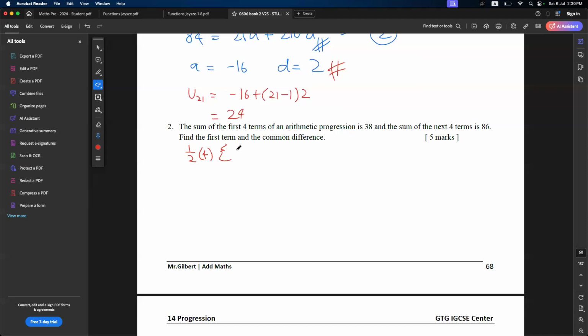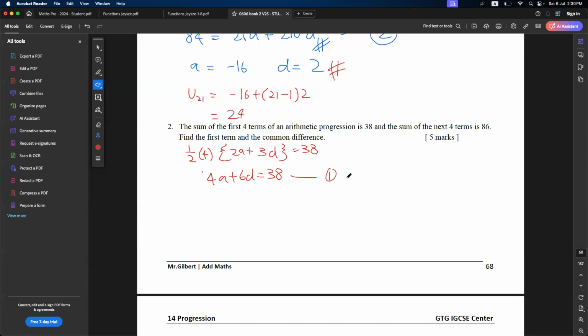Then 3D. I skipped the minus part already, wait guys. Okay, that's your first equation. Simplify this. You have 2 times 4A plus 6D equals 38. Simplified already. This is your first equation.